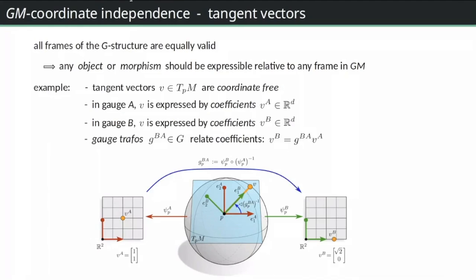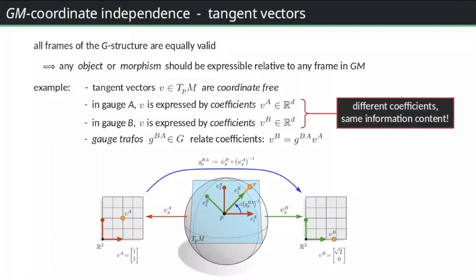And then we have gauge transformations, g_P. So this is now really only at one point P, and if I drop this P, it's really this whole field of gauge transformations. And this g_BA means we go from gauge A to gauge B. And this changes your coefficients. And the important point is we have different numerical coefficients, so it kind of looks different for the computer, but geometrically it encodes the same object relative to a different frame.